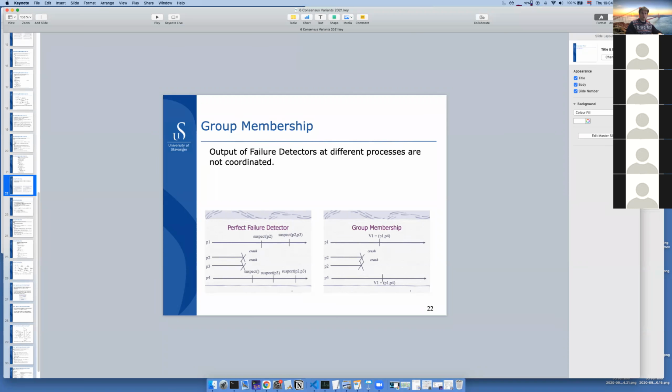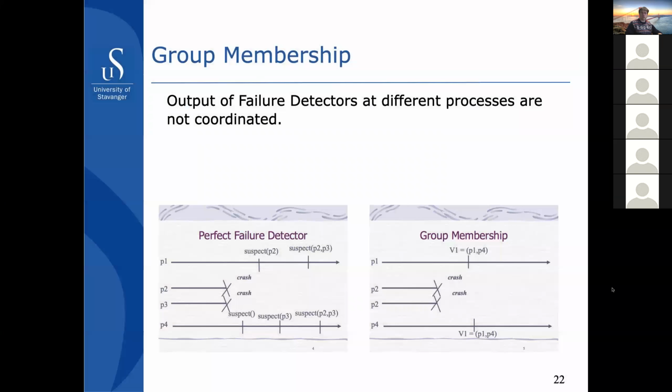Oh, I guess I didn't ask you if you can see my screen. Do you see the presentation? I think so. Yes. All right. Good. Great.